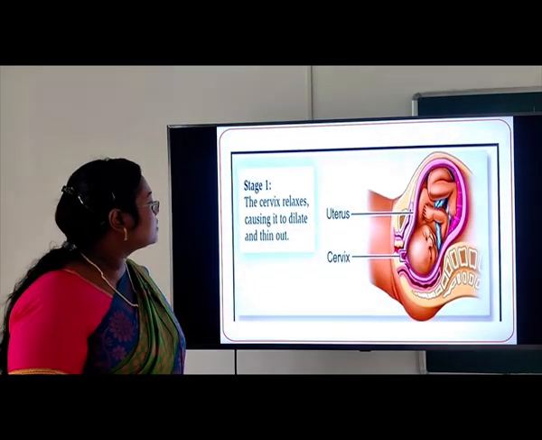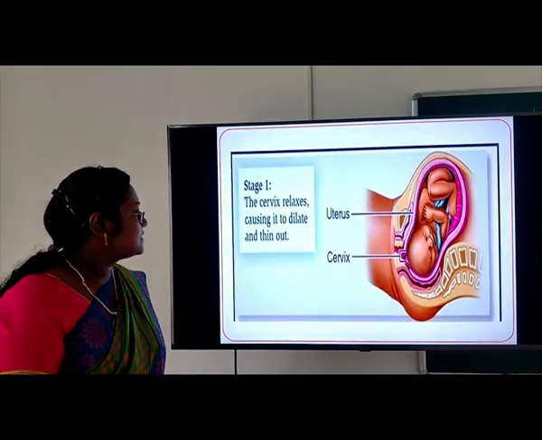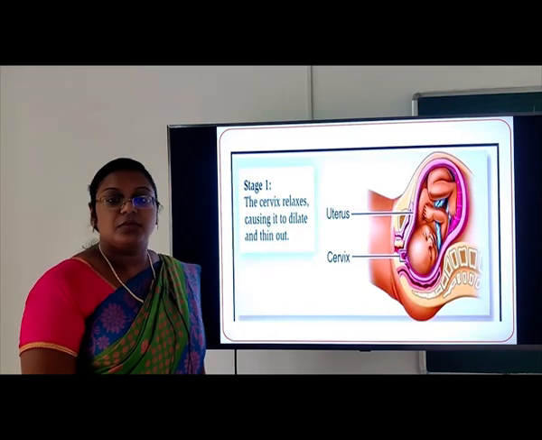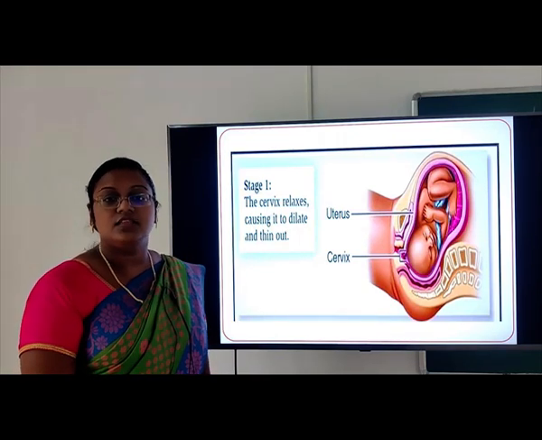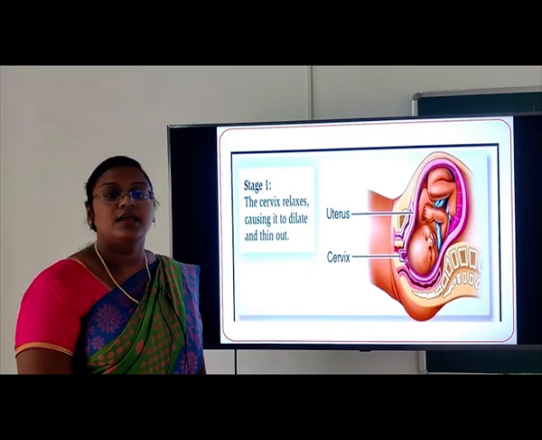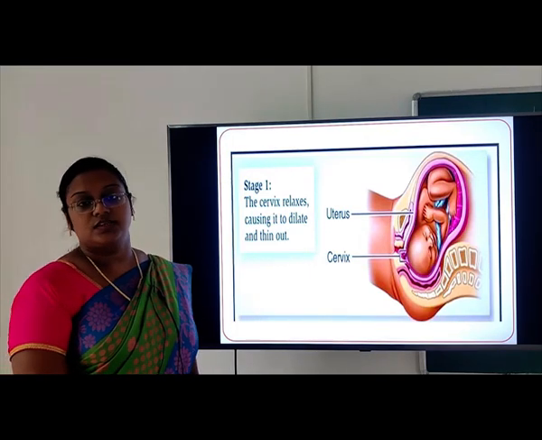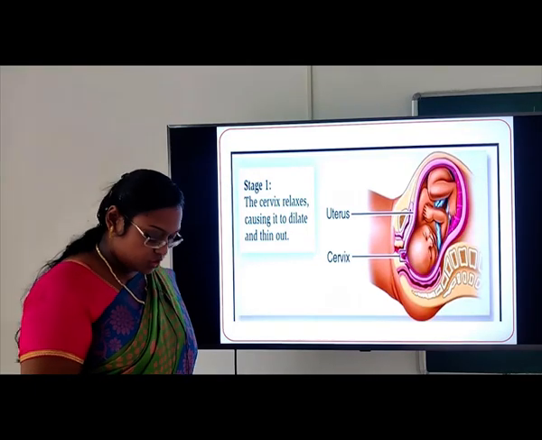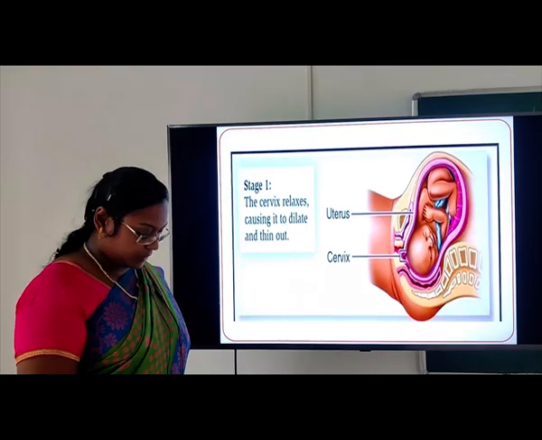So, see in this picture, the cervix relaxes, dilates, and thins out. The major event that takes place in the first stage of labor is thinning of the cervix, that is effacement, and dilatation of the cervix, that is 10 centimeters of dilatation. In short, this is the first stage of labor.